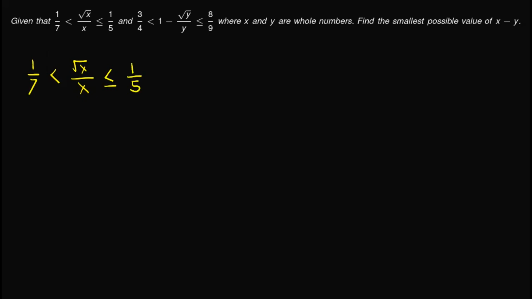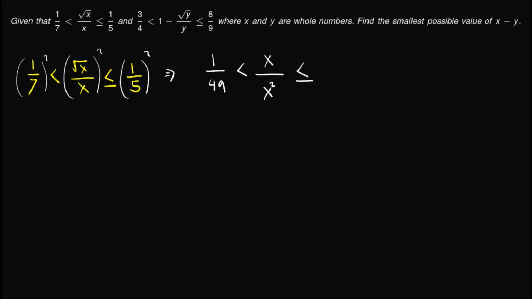Now the first thing that I can do out here is that I can square each one of them. So when we square this one, its outcome would become 1 over 7 squared. 1 over 7 squared is simply 1 over 49 less than x over x squared and less than or equal to 1 over 5 squared, or 25.